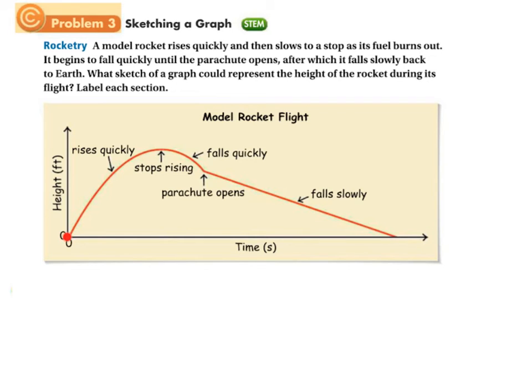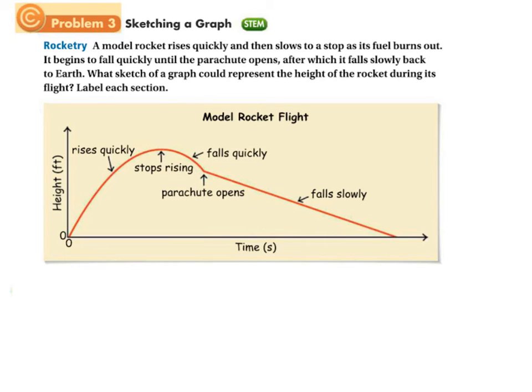As we fire it, the time starts going and it starts gaining in height, gaining in height, but then it runs out of fuel and it loses its momentum and levels off. Now it starts to fall. As you can see, it's starting to fall slowly, then it starts to fall more quickly. That means less time to go further negative distance, right?